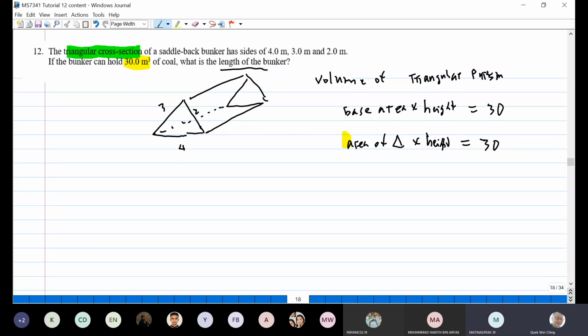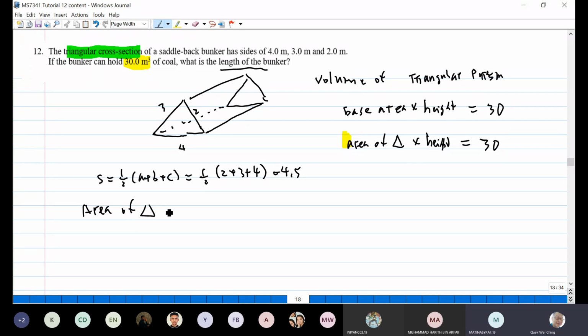Area of triangle, how to find? Remember, there's one formula for the area of a triangle given three sides: S equals half of A plus B plus C. The lengths of the three sides are 2, 3, 4, so the sum is 9, divided by 2, which is 4.5 cm. Then the area of the triangle now.